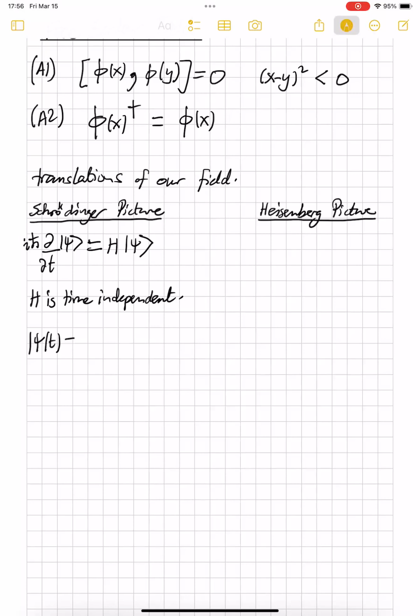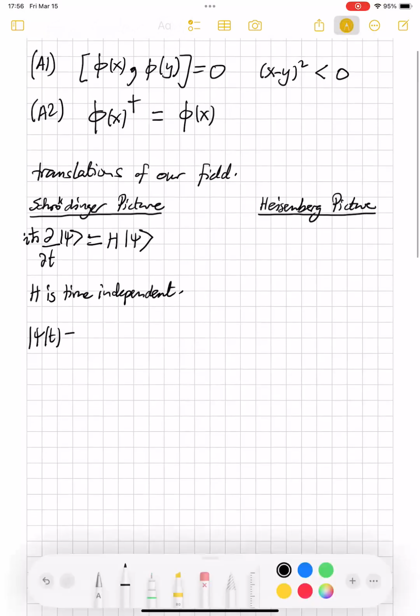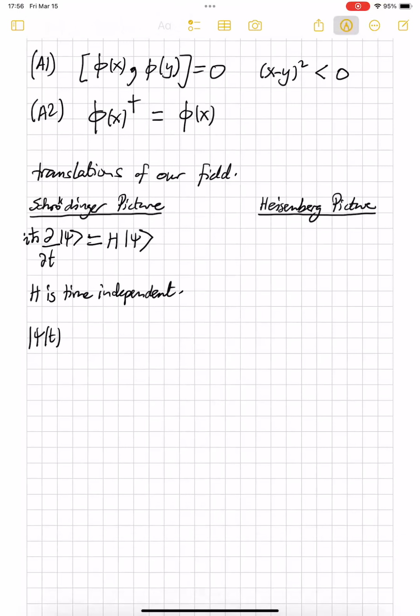Psi of t would be e to the minus i H t, if we put h bar in, that's where h bar would go, times psi of naught. So let's just discuss this a little bit.